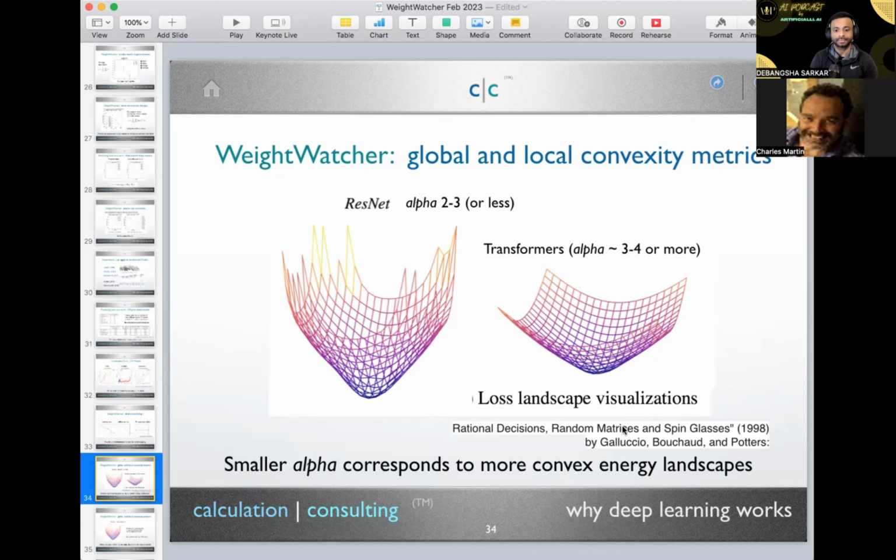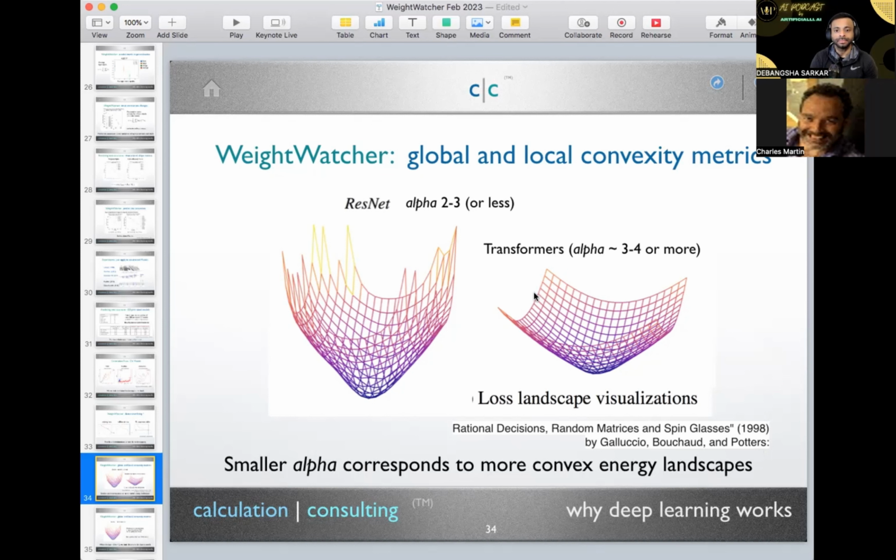This is related back to a very old paper in the 90s called Rational Decisions, Random Matrices, and Spin Glasses by Galluccio, Bouchaud, and Potters, where they develop a theoretical physics model to characterize the convexity of a random energy landscape. And the metric they use to characterize it is the power law exponent.